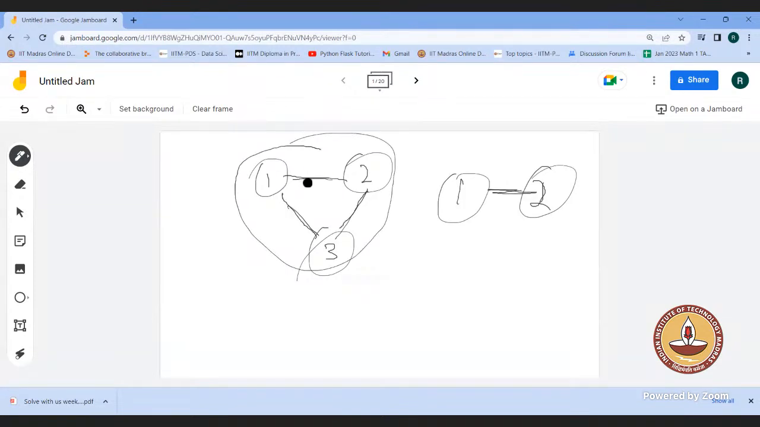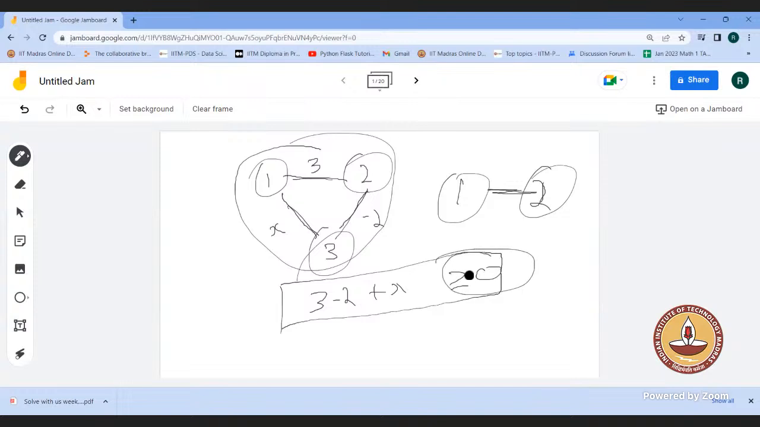So this is a cycle. Let us put some weights to this. Let's say this is 3, and negative edge weight is also possible for Bellman-Ford, right? That's what we saw. Weight can be negative also. Let's take this is -2, and let's take this is x. If you add all these three, this should be greater than or equal to 0. So 3 minus 2 plus x is greater than or equal to 0, right? This is a condition.